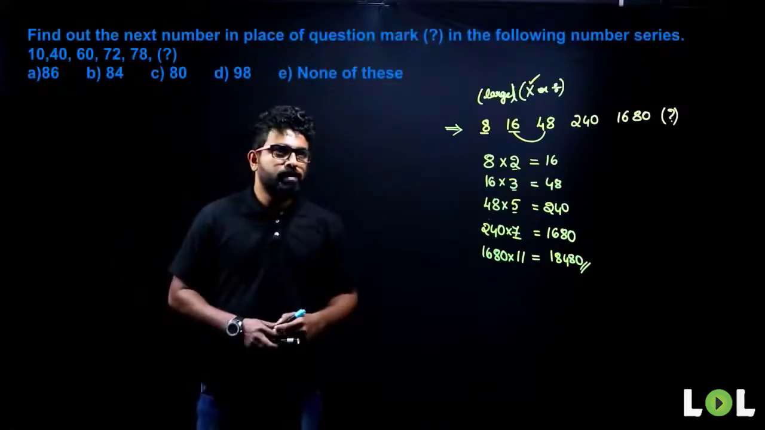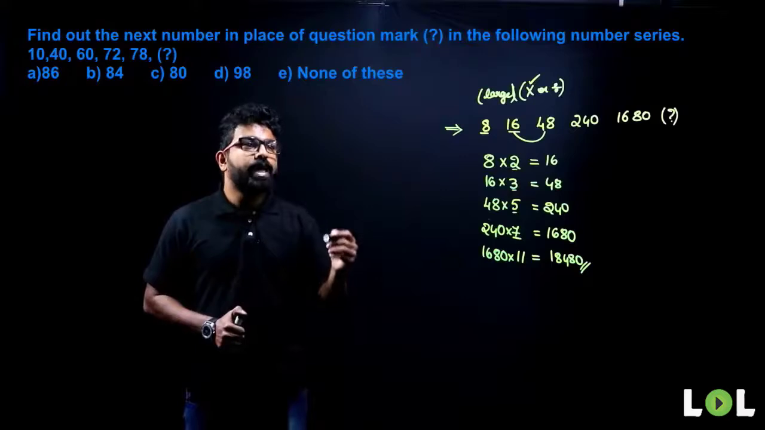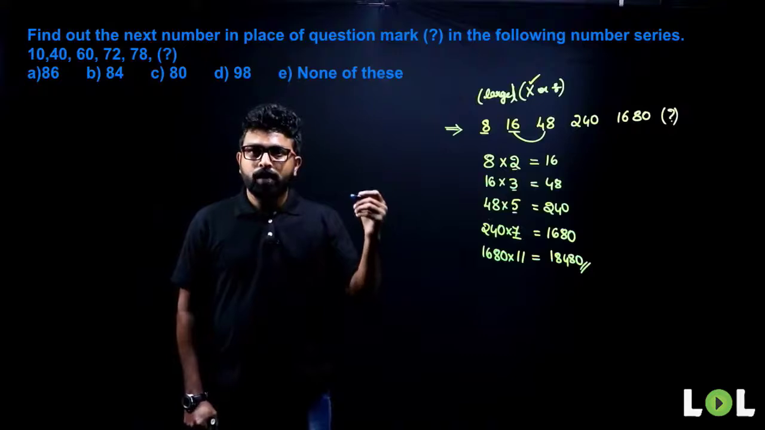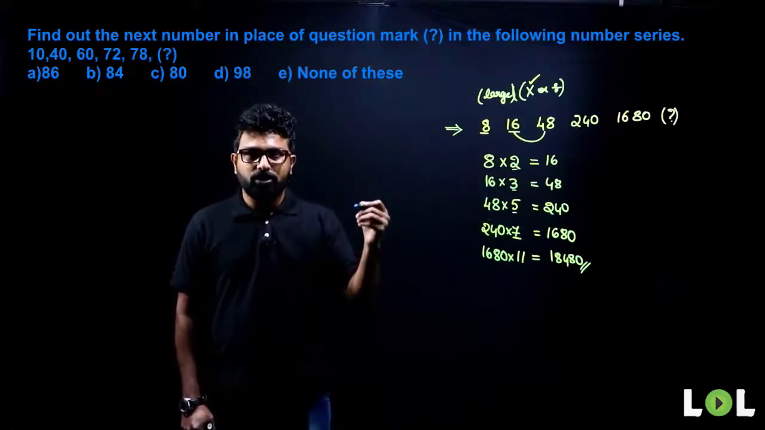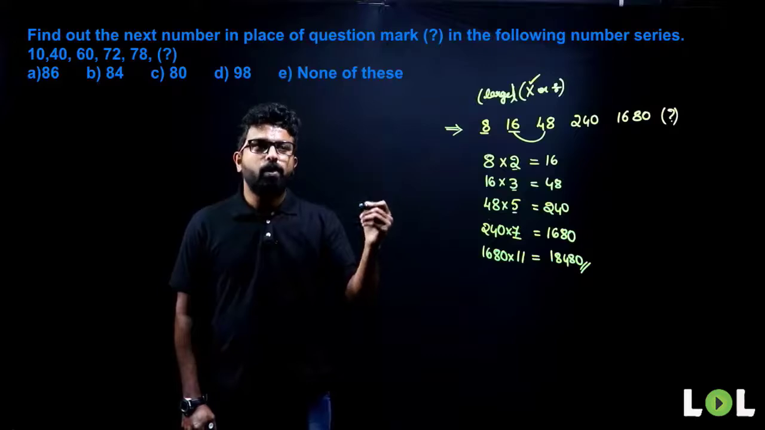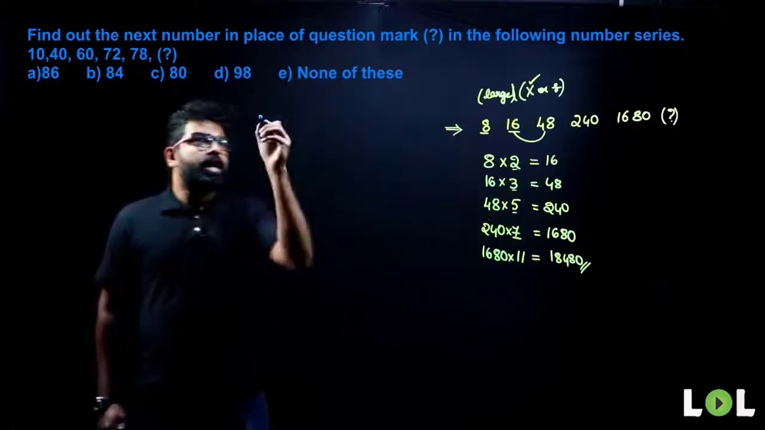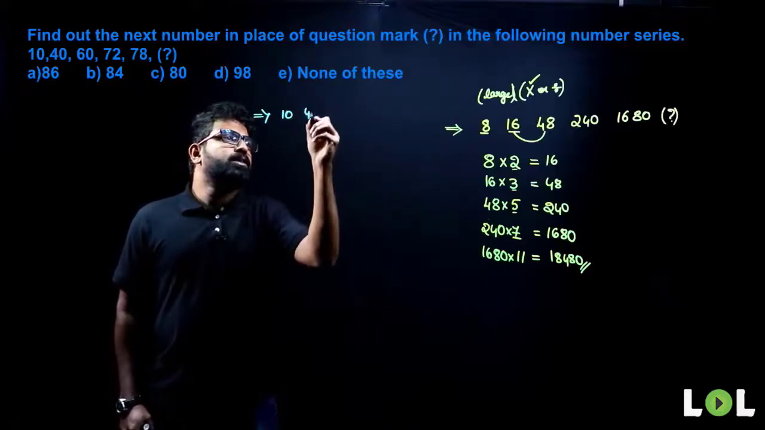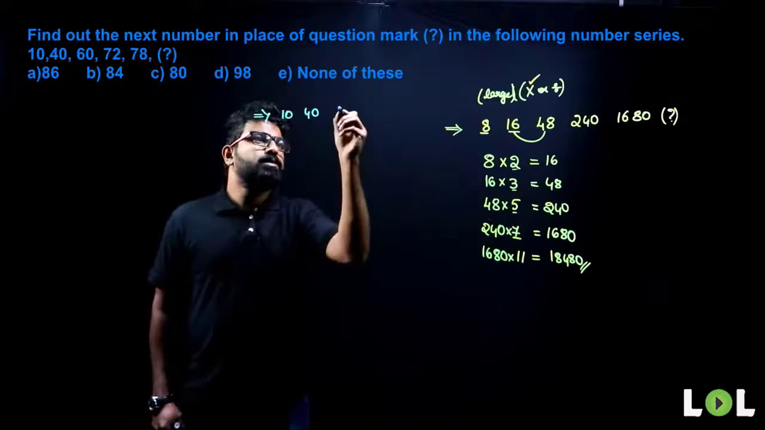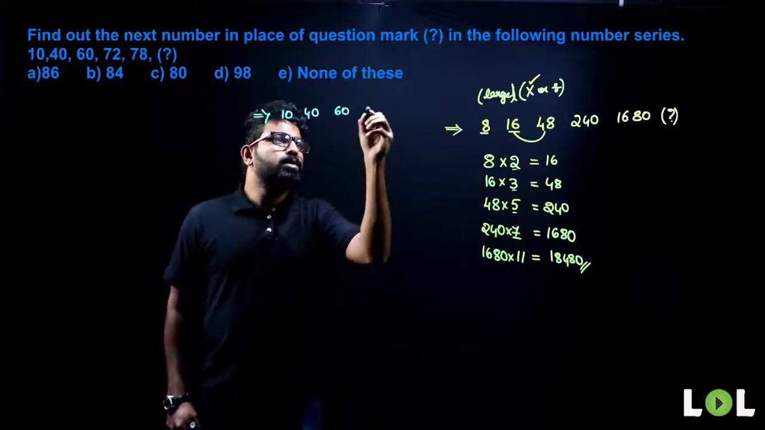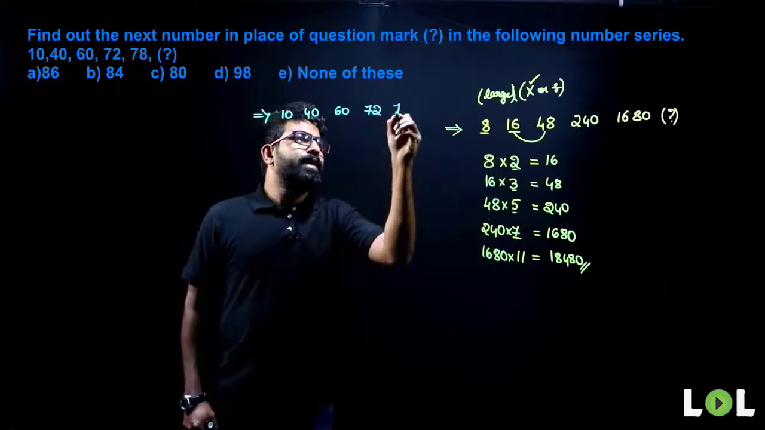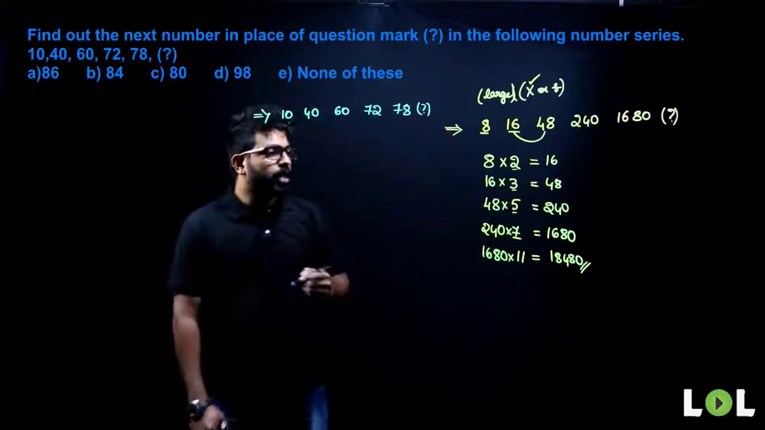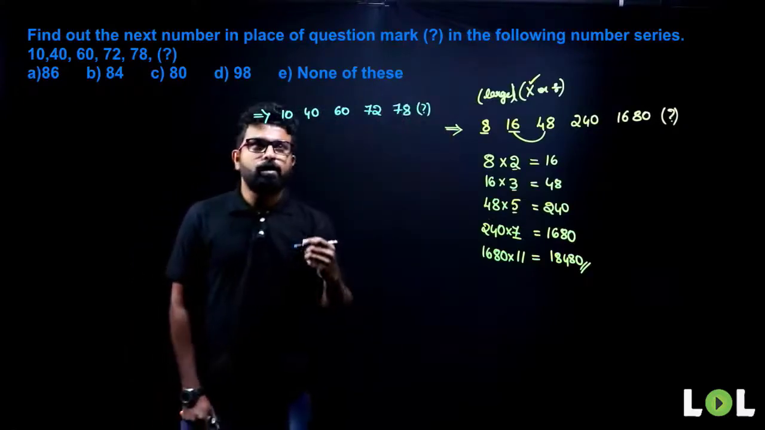What's our next problem? Find out the next number in place of the question mark. Again, this is based on missing terms. I had already told you in the examinations, many questions will be asked on missing terms and wrong terms will be very rare. Our next question goes like this. It is 10, then it is 40, then 60, here it is 72, 78, and then there is a question mark here. That's the missing term which I need to find out.